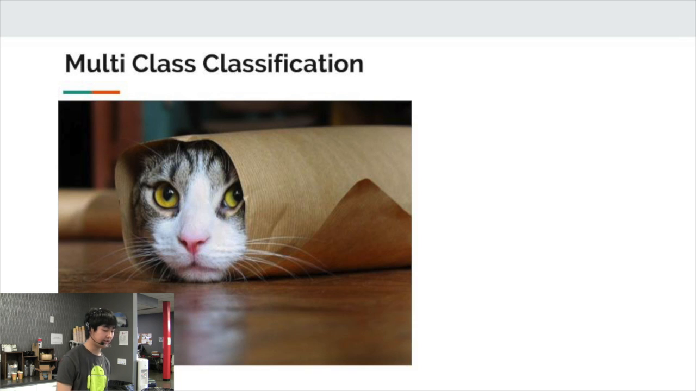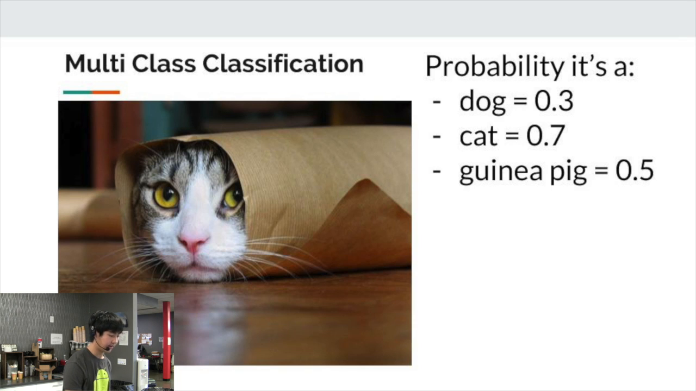So we first classify to see if it's a dog, and let's say it has a probability of 0.3, and then cat has a probability of 0.7, and guinea pig has a probability of 0.5. So what would we intuitively think that this is? A cat, yeah. And that's basically the general idea. Given any image, we classify the probabilities that it's a dog, a cat, or a guinea pig, and then we just take the one that's the biggest.